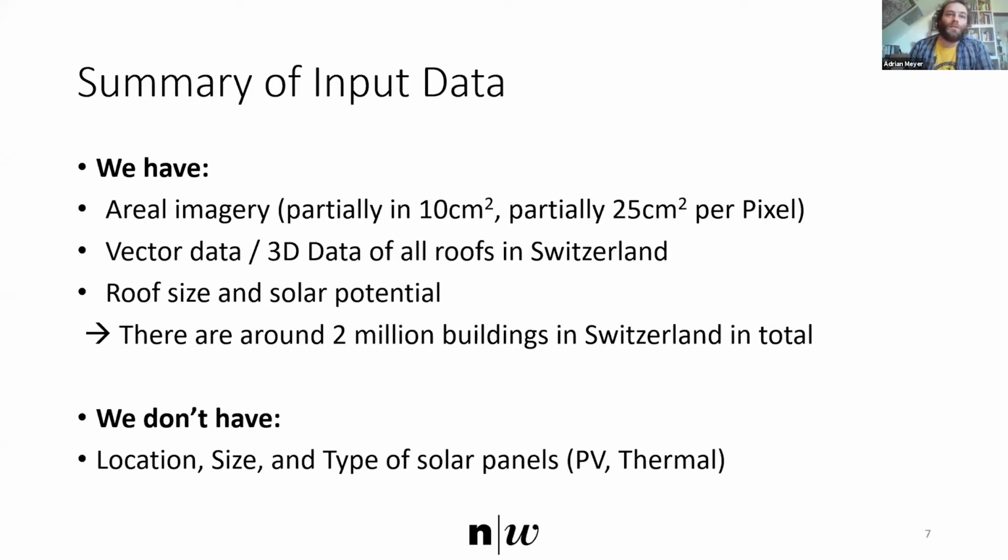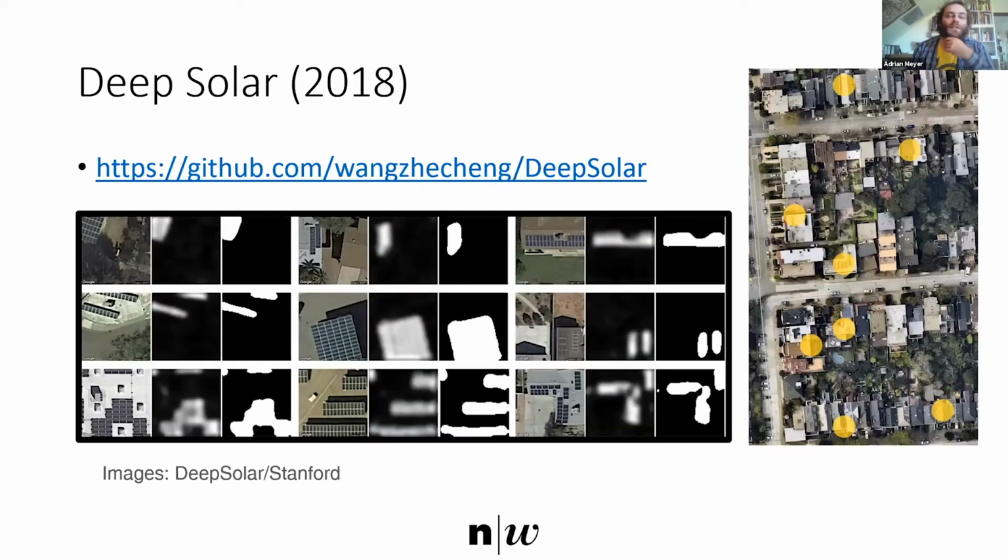We have these various data models, and it all comes together, which sets it apart from similar projects. For example, in 2018, there was this publication from Stanford where they already used a type of segmentation network to detect solar panels on Google Maps imagery. This was more for a census type of study. And the difference is now that we have massively more precise data as a background.